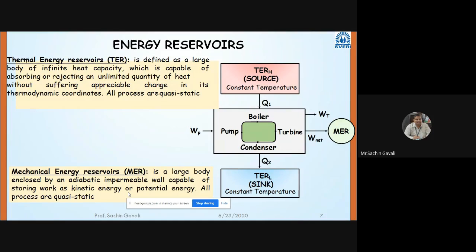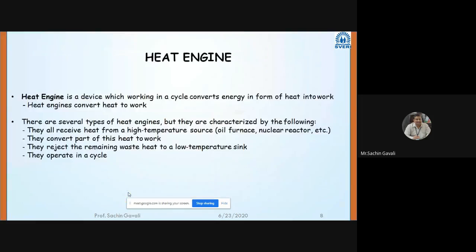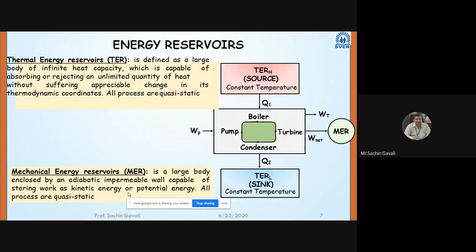So in the last lecture we discussed the energy reservoirs. We know that there are two types of energy reservoirs. One is the source, which is always at high temperature, and the other is the sink, which is at low temperature. So these thermal reservoirs, source and sink, we have defined.